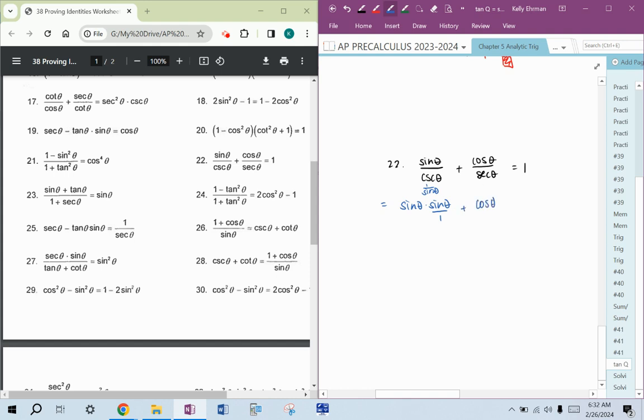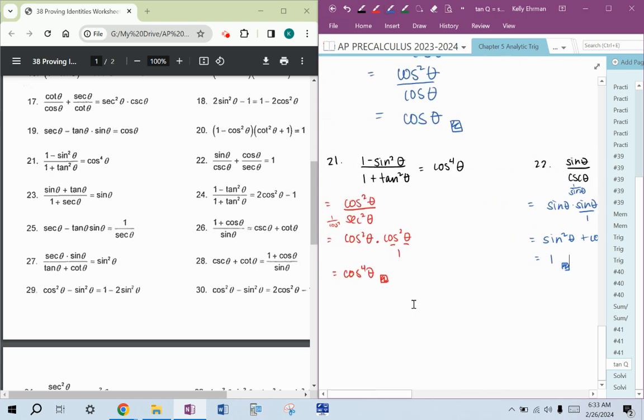This can be cosine theta. Instead of dividing by 1 over cosine, you can say multiply by cosine over 1. And that gives me sine squared theta plus cosine squared theta. And that's equal to 1.